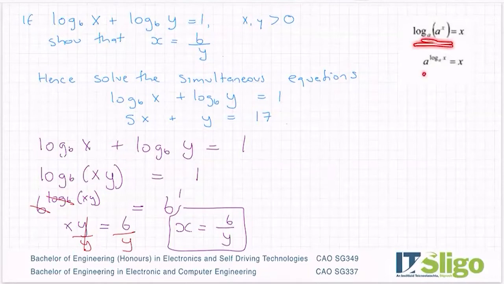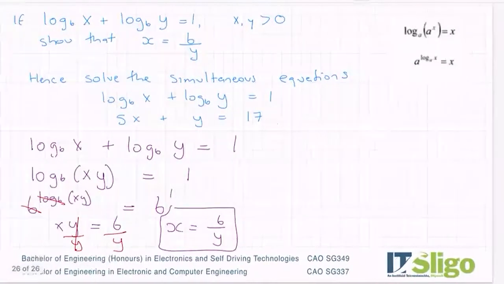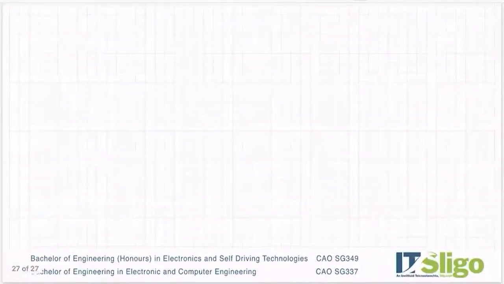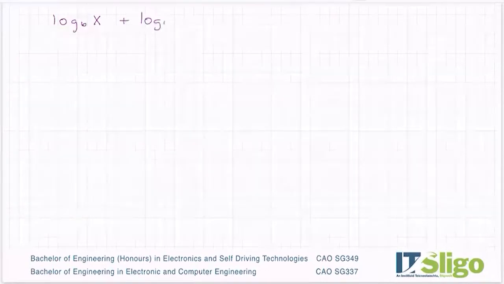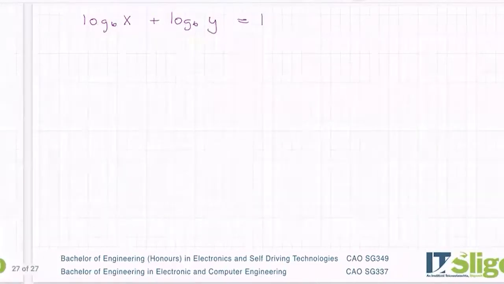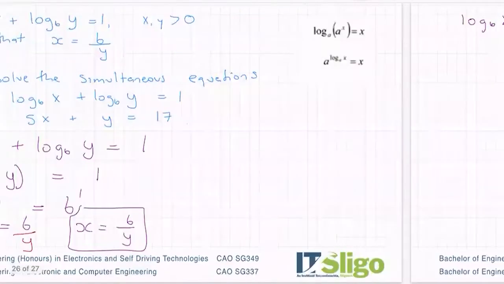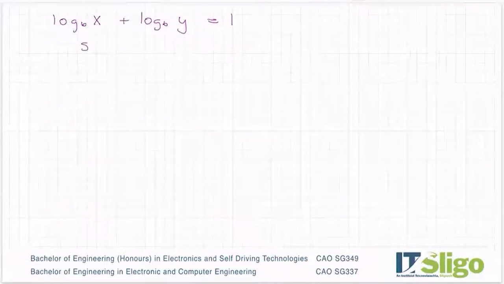So you'll see when I do a lot of log questions, I use these rules a lot because I like the fact indices and logs are the opposite of each other and they cancel each other out. So let's do the simultaneous equation. It told me that the first one was log to the base 6 of x plus log to the base 6 of y was equal to 1. And my other equation was 5x plus y is equal to 17.